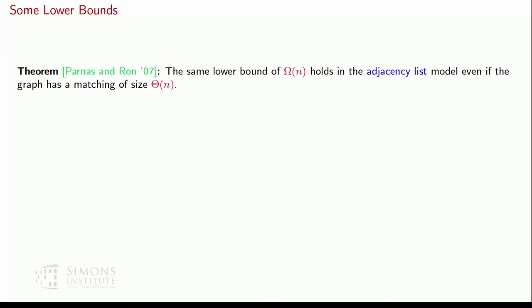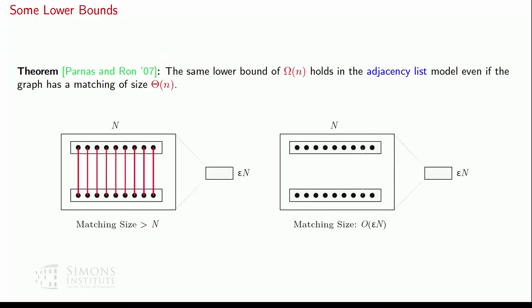But basically, the same lower bound of omega n can be extended to the case even if we assume that the matching is omega n. And this is the lower bound construction. I'm not going to spend too much time on this, but basically we have epsilon n vertices that are adjacent to every other vertex in the graph. And either you have a matching among the rest of the vertices, or you have nothing among the rest of the vertices.